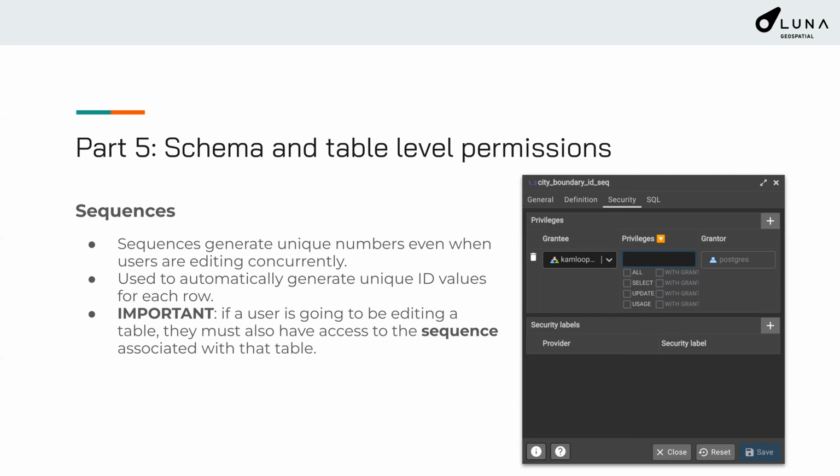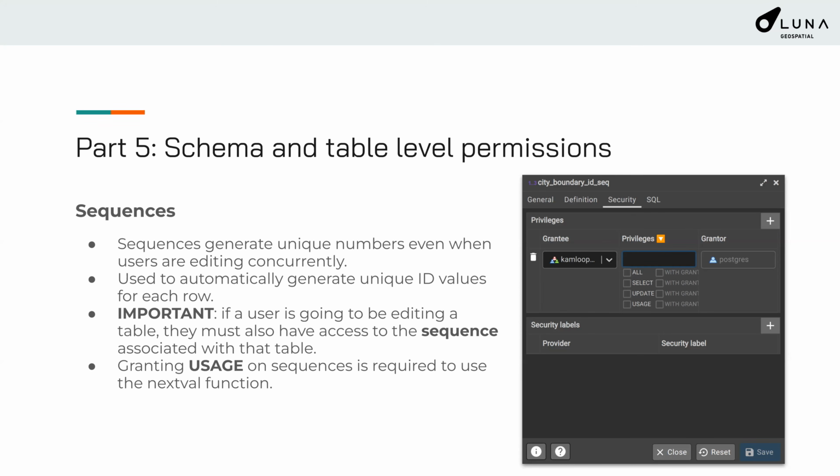Important. If a user is going to be editing a table, they must also have access to the sequence associated with that table. Granting usage on sequences is required to use the nextval function. That will actually create the next value.